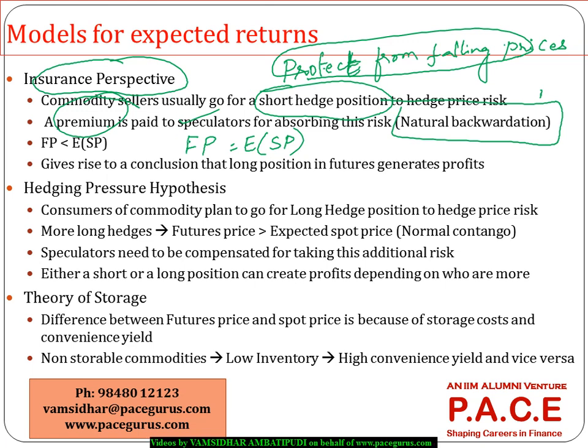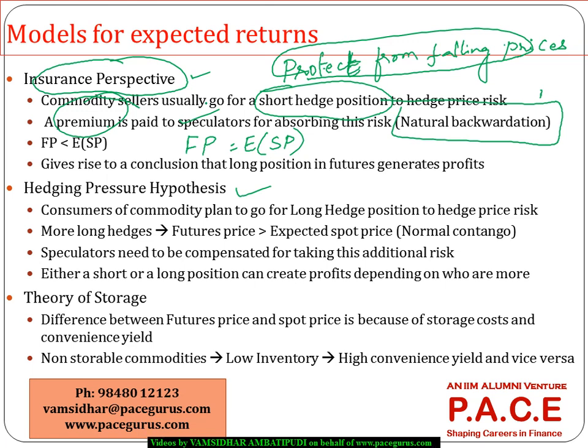Whereas the other theory, which is an extension to this, asks why do you look at only the sellers wanting to protect themselves from falling prices? Why not the buyers protecting themselves from rising prices? The consumers of the commodities also want to protect themselves from rising prices. So generally they get into a long hedge position, so that they can buy at a lesser price.